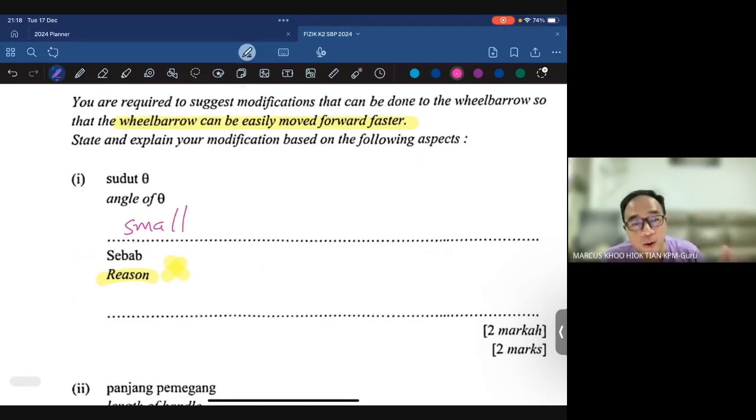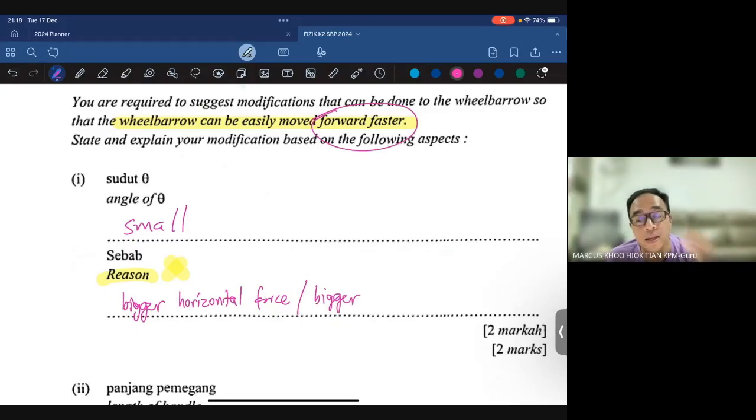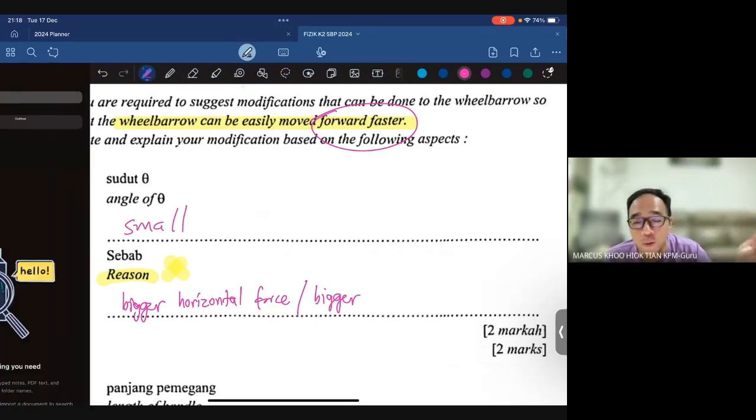Okay, not very small. Okay, the angle is small so that you can get a bigger horizontal component. Okay, bigger horizontal force or bigger acceleration also can, because you want it to move forward faster. Okay, another way of saying faster is bigger acceleration. Okay, as long as you don't use the word faster.